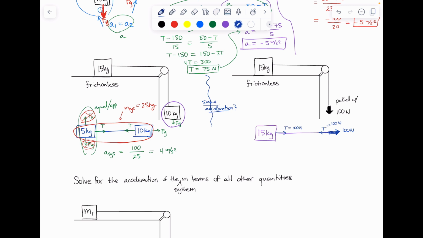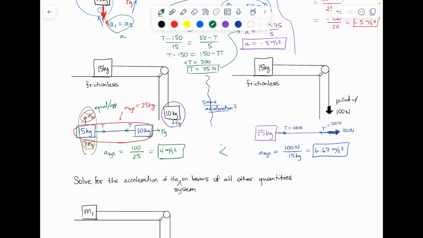So for this situation, we don't even need to think of a system. We just run Newton's second law on this mass here. And this is really the key difference between the two. The acceleration is the sum of the forces, in this case also 100 newtons, but divided by only 15 kilograms. And so this is going to give us around 6.67 meters per second squared for the acceleration here, compared to the 4 meters per second squared over here.